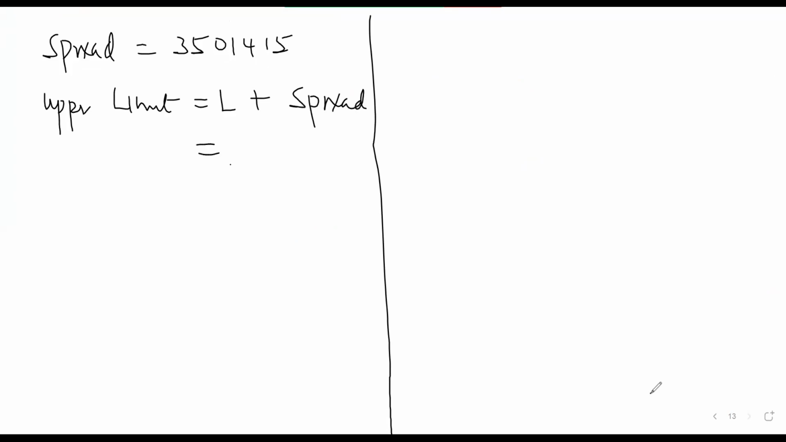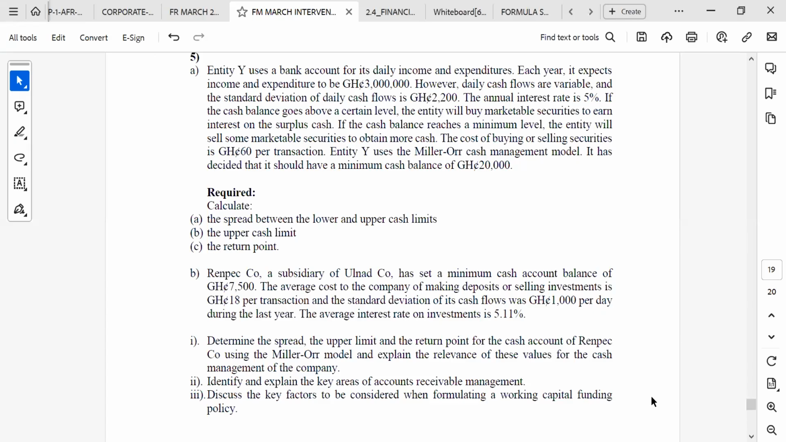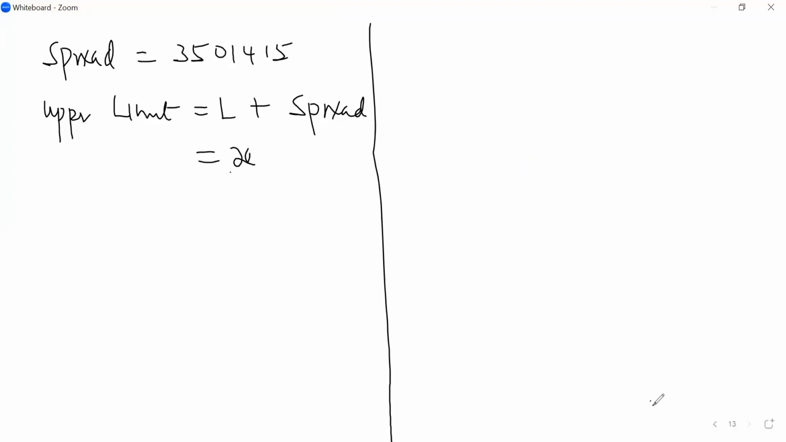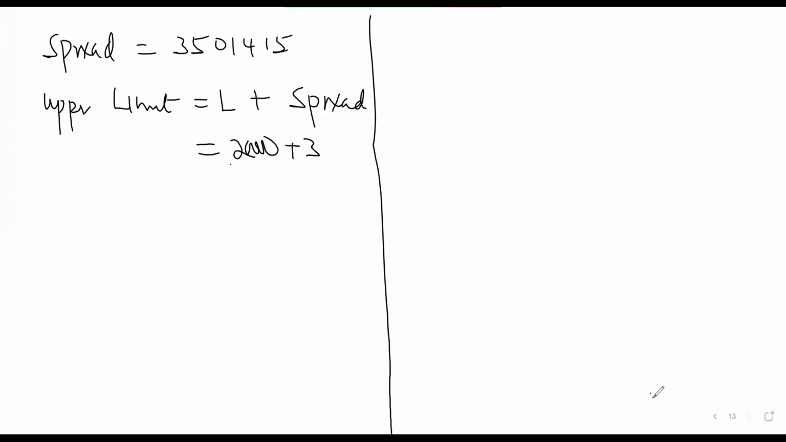The lower limit will always be given to you in the question, which is the same as the minimum cash balance, which is 20,000. So the minimum cash balance, 20,000, plus the spread of 35,014.5, we'll be having 55,014.5. So that is the upper limit.